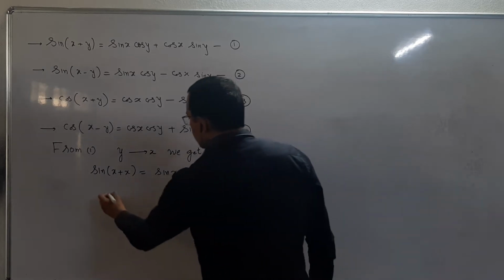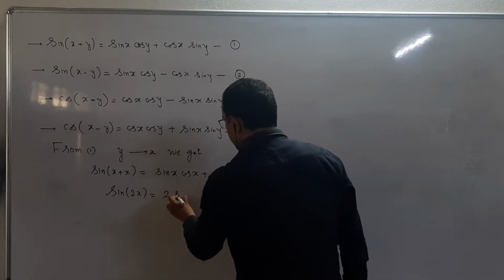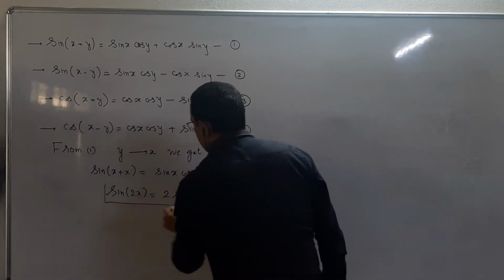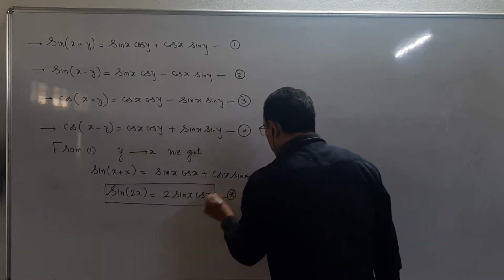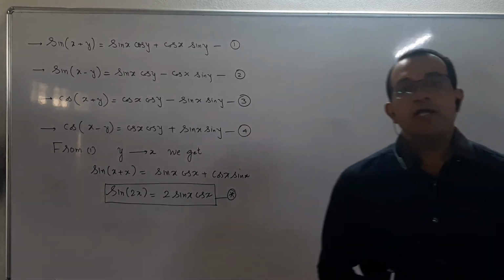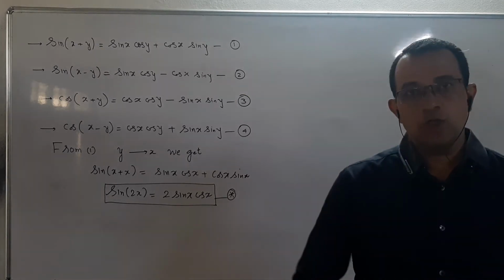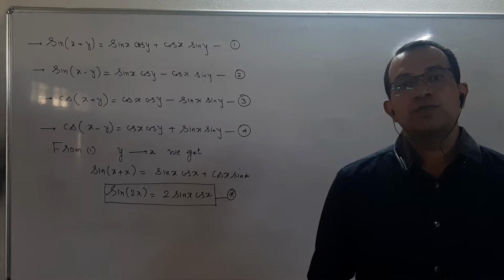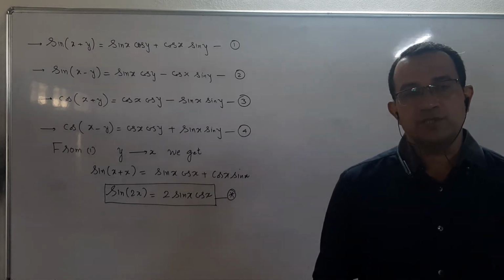So x plus x is 2x, and sine x cos x plus cos x sine x is twice sine x cos x. So this is our first new formula for the day. Sine of 2x, students, is nothing but 2 sine x cos x. One of the most important and instrumental formulas for the sums.